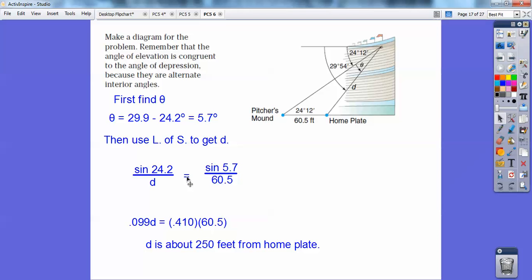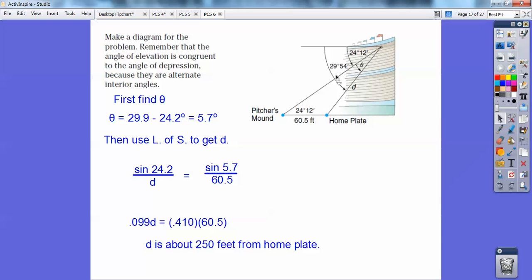And then I get the sine of 5.7 is 0.099. And the sine of 24.2 is 0.410. So then I cross multiplied, this times this equals this times this, so I get this right here. So he's about right here. This distance right here is about 250 feet from home plate.